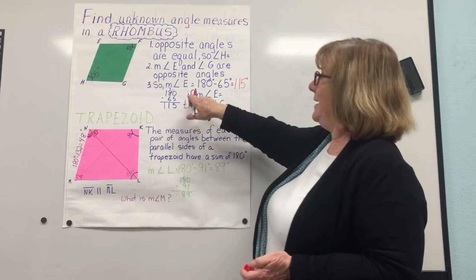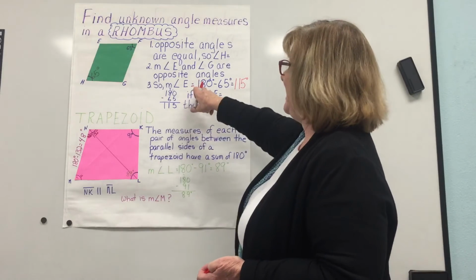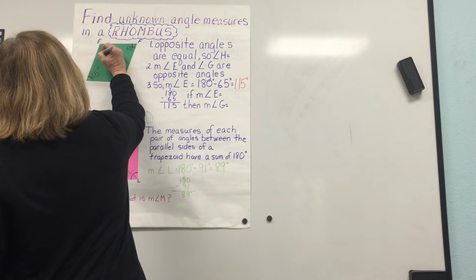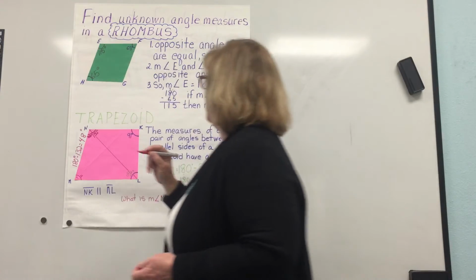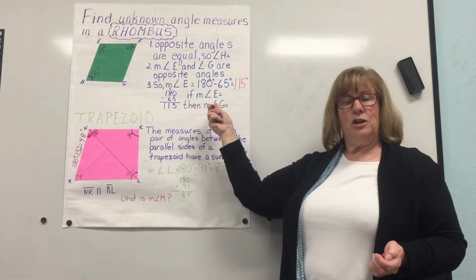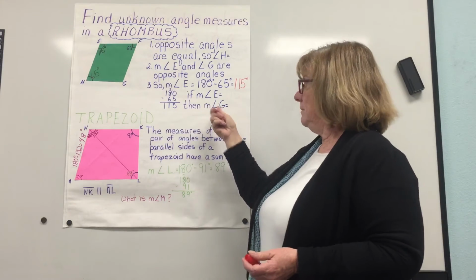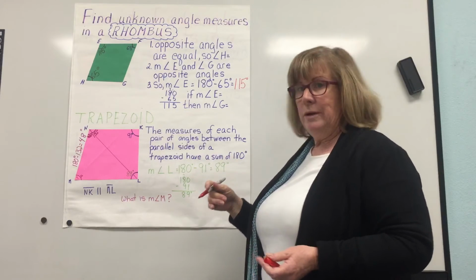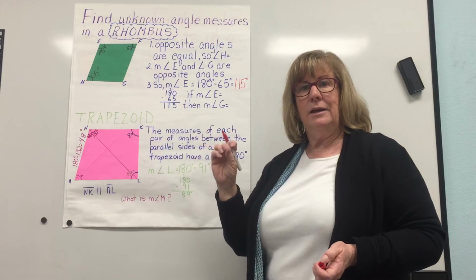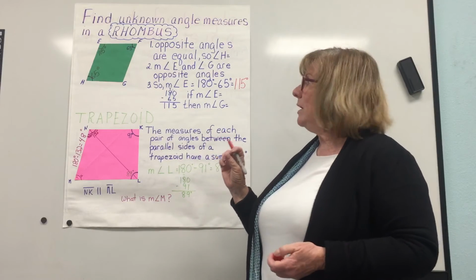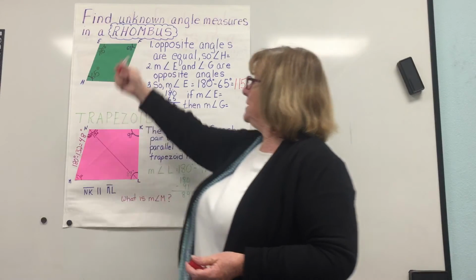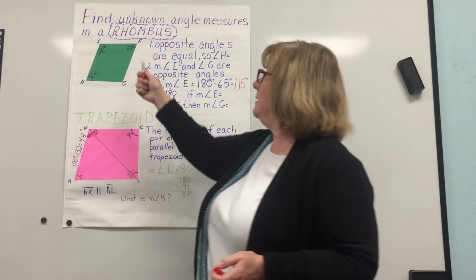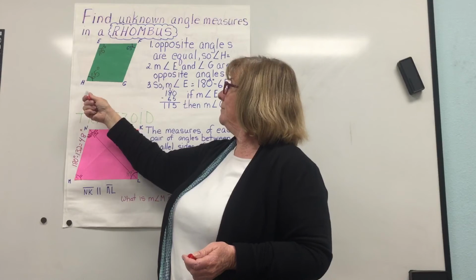So if angle E is 115 degrees, then what would the measurement of angle G be? The same, 115. So remember, when you're calculating the angles for a rhombus, opposite angles are equal, and they're going to add up to 180 degrees. Okay?